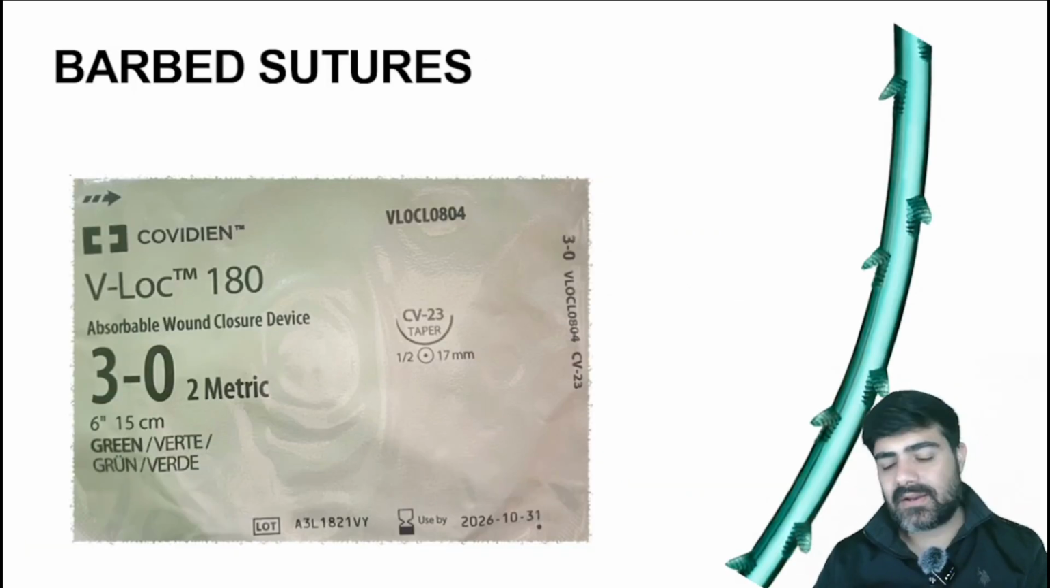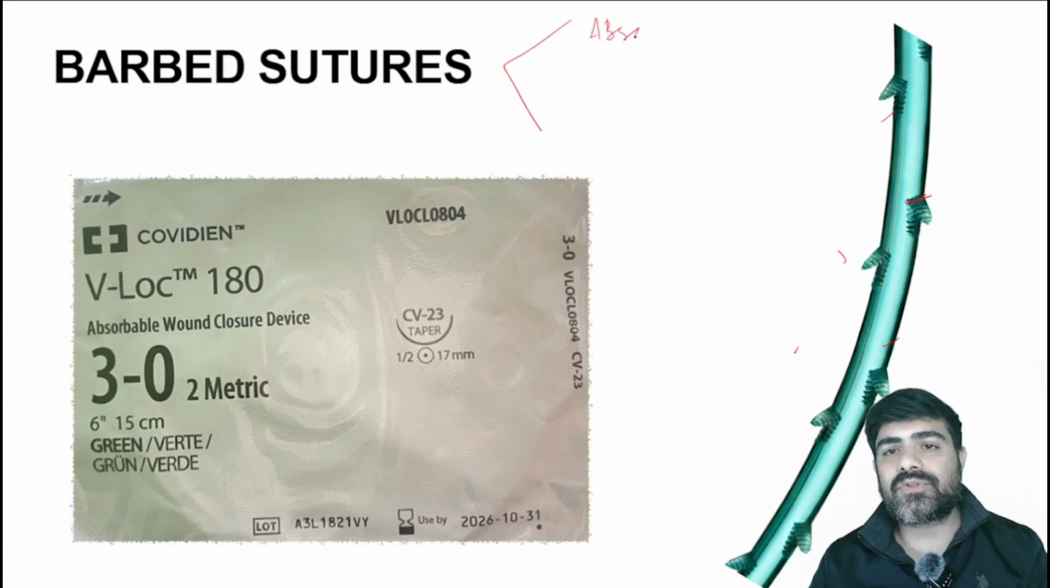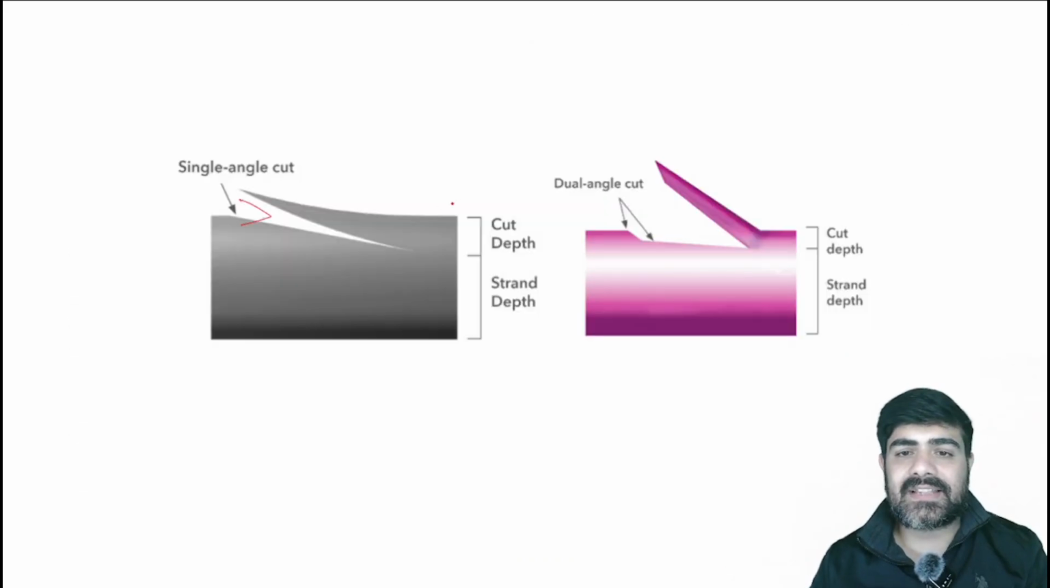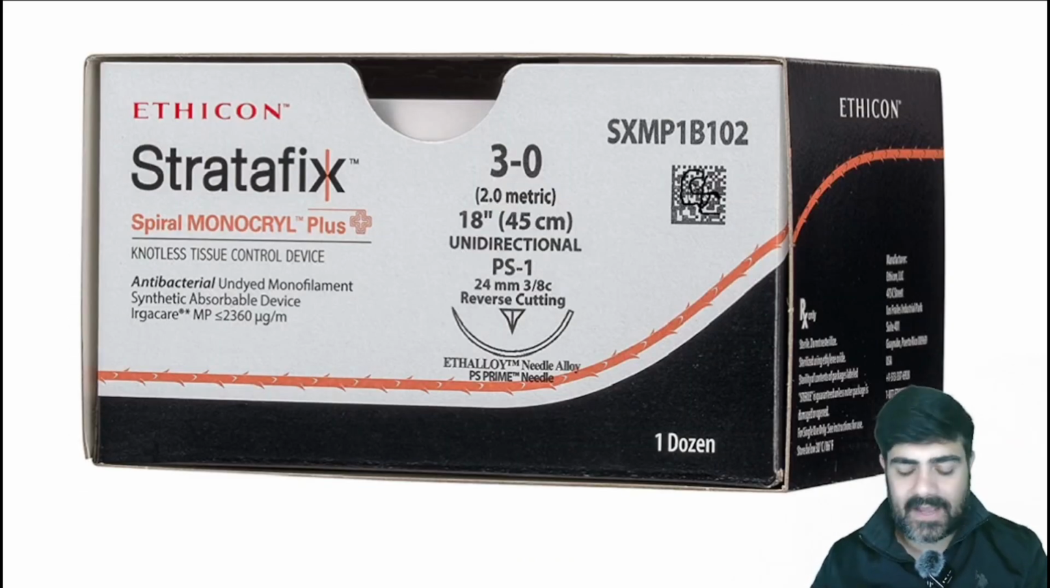Then coming to barbed suture, this is how barbed suture looks. Barbed sutures can be made of absorbable material or non-absorbable material. This is one example of absorbable, V-Loc 180. There can be a single angle cut like this, and there can be a dual angle cut like this in barbed suture. Then examples like we have this Stratafix, this is spiral Monocryl.